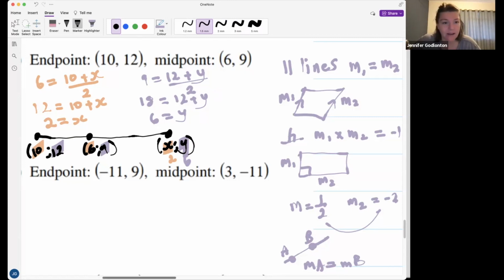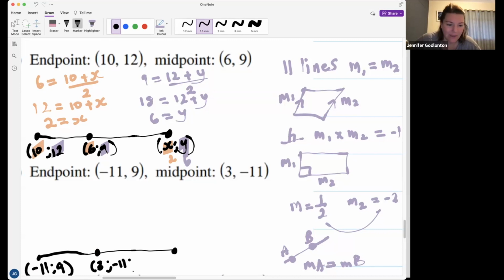Did I miss out a negative? Oh, okay. I didn't think I had any negatives. I thought I was going insane for a second. Okay, we've got negative 11 and 9, and our midpoint is 3 and negative 11. And our other endpoint is x and y.